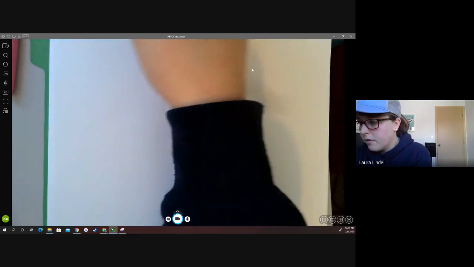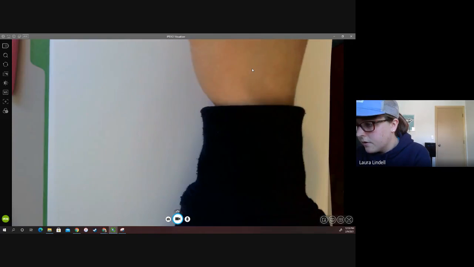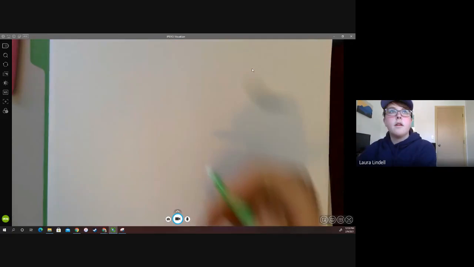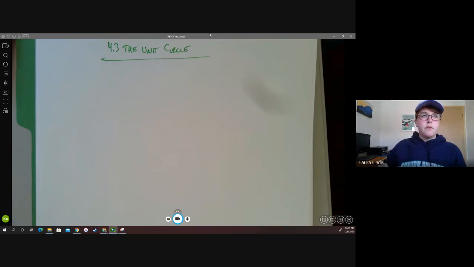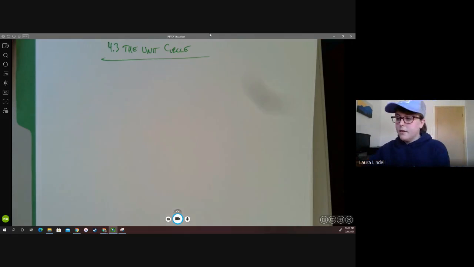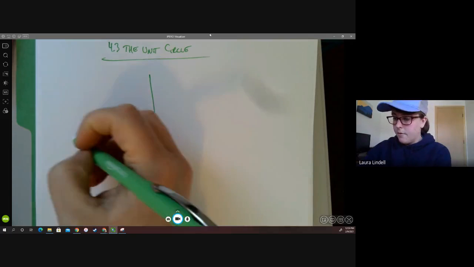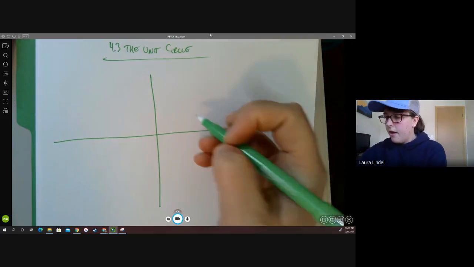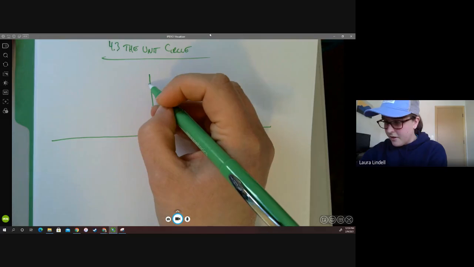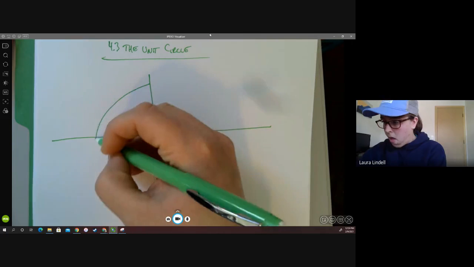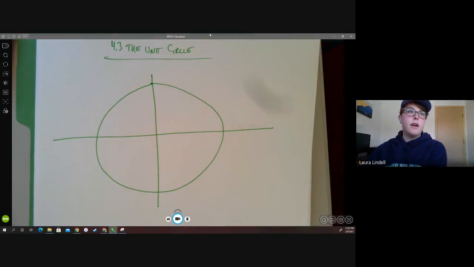So 4.3, the unit circle. All right, the first thing we want to do for the unit circle is draw it. So I'm going to make a nice big coordinate plane here, and then I'm going to do my very best to draw a circle. We'll see how this goes. Hey, not bad for a freehand circle.